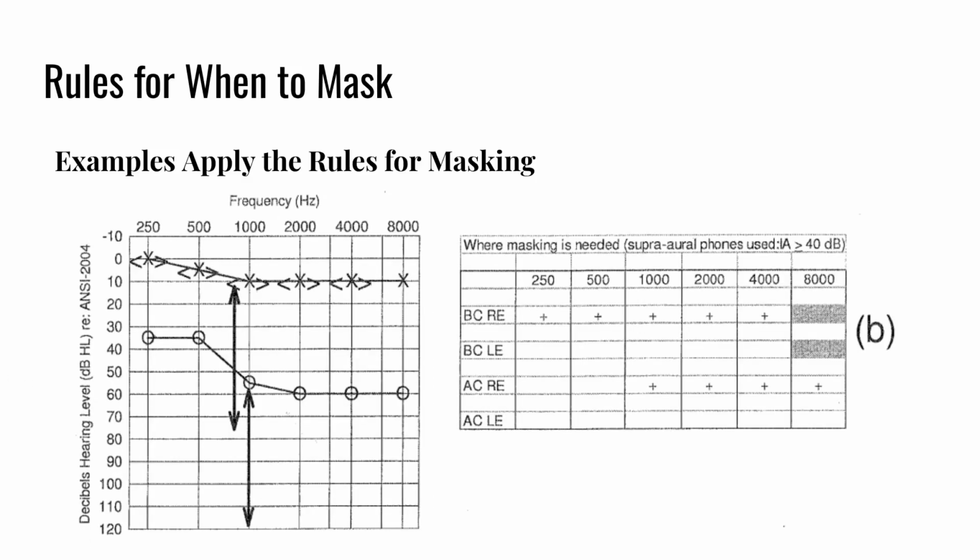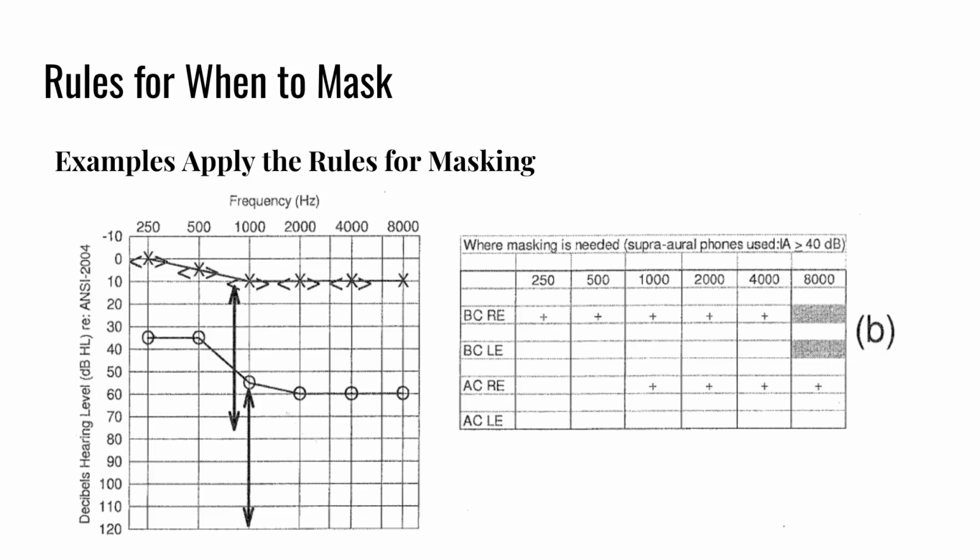Here's another example. In this example, we need to obtain masked bone conduction thresholds in the right ear for all frequencies, but we also need to obtain masked air conduction thresholds for the right ear as well, where the minimum intraoral attenuation of the supraoral earphone is exceeded compared to the unmasked air conduction threshold of the test ear to the bone conduction threshold of the non-test ear.